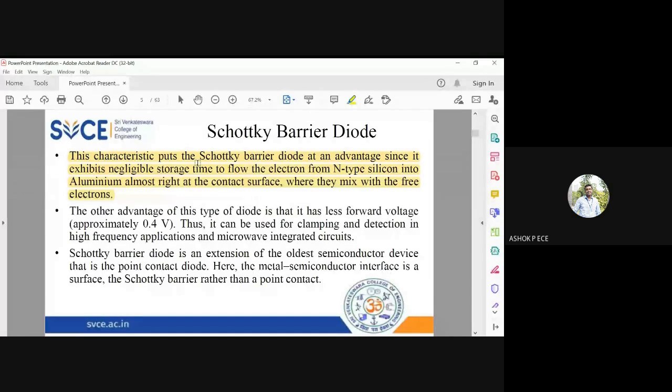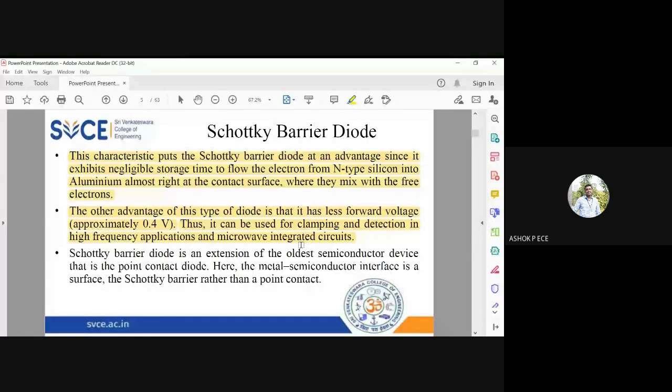And one more advantage is that conventional PN junction diodes will conduct only after 0.7 volts when they are made of silicon, or 0.2 volts when they are made of germanium, right? But this Schottky barrier diode can conduct immediately after 0.4 volt. So this 0.4 volt is the forward voltage. Once your device reaches 0.4 volt, the device starts conducting, or I can say the device turns to on state. So this 0.4 volt can be used for clamping and detection in high frequency operation, like microwave and other applications.